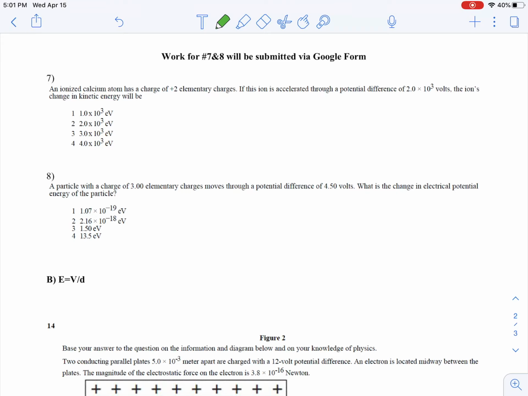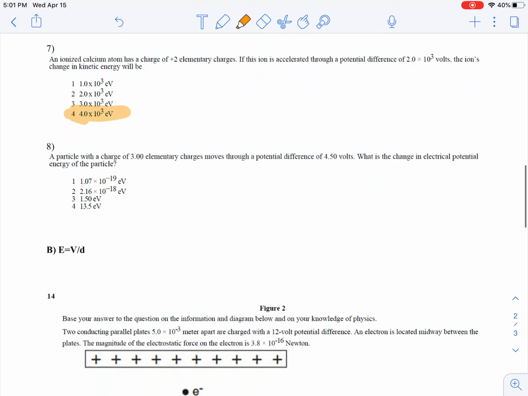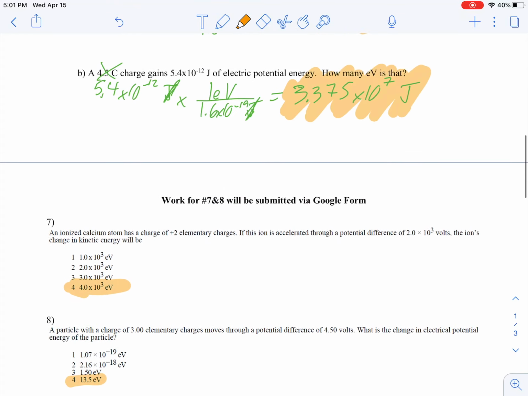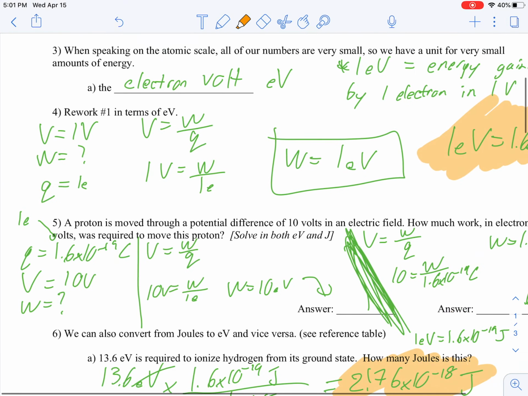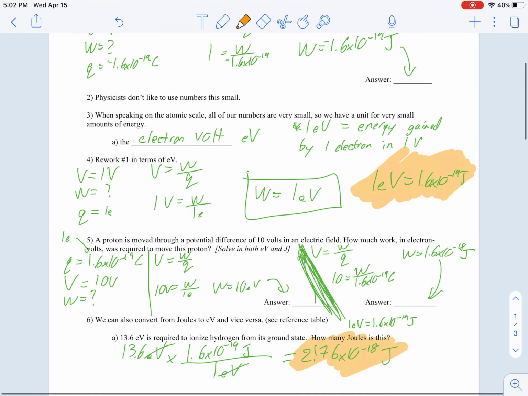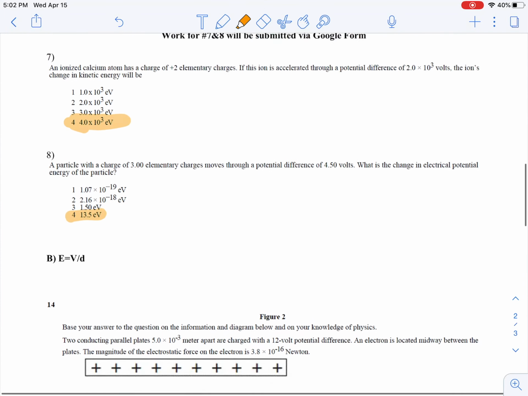I think this one's going to be choice 4. I'm trying to do these in my head. Hopefully I didn't make a mistake here. That'd be embarrassing. And then let's see, alpha particle, 3 charges. I think this one's going to be right there. Okay, so your task is to show the work for how I got those answers. I was able to do the math in my head, so it's really not that hard. If you're stuck on 7 and 8, look back to number 5, when we did this part here, or number 4. But if you're confused, shoot me an email, stop by, and do them right.